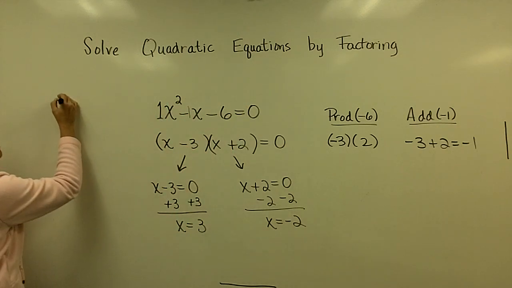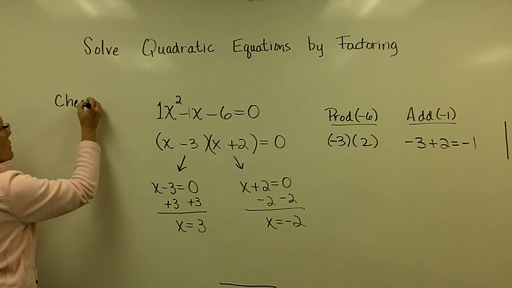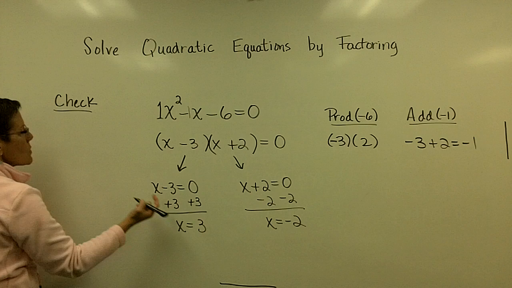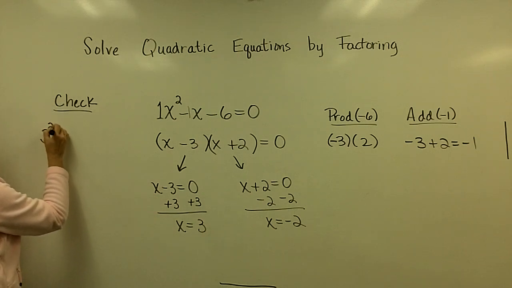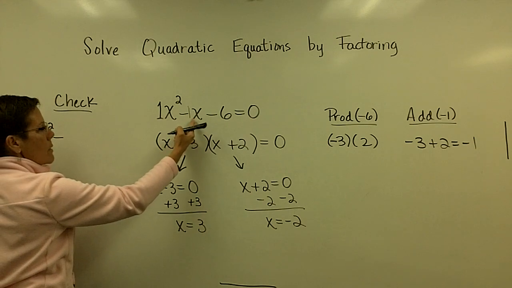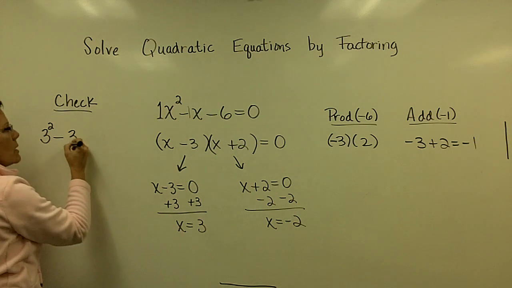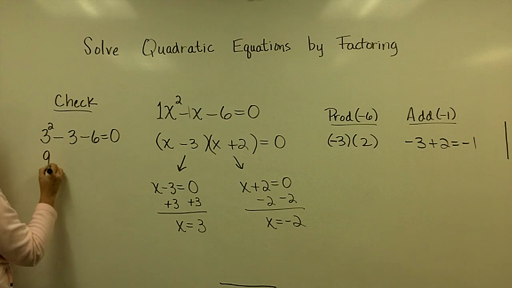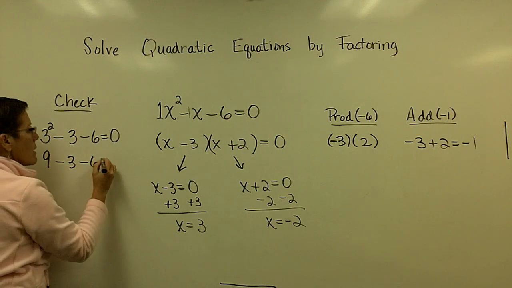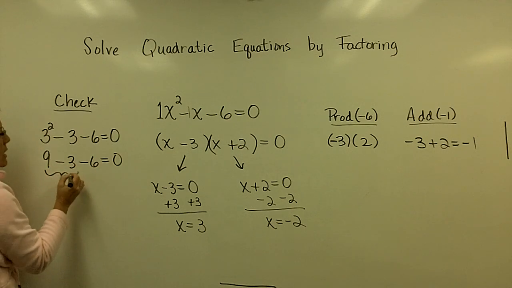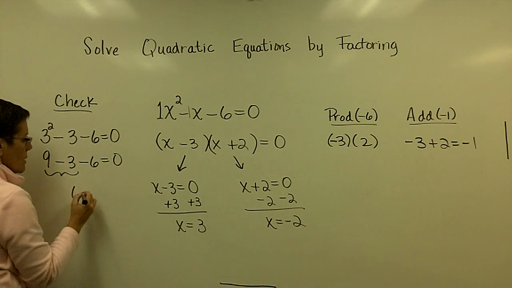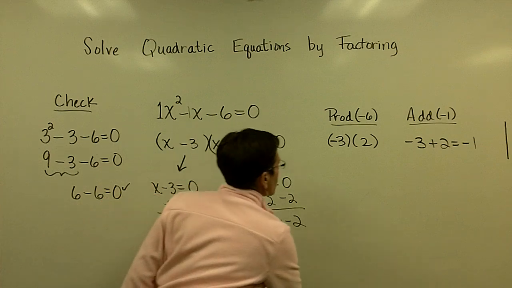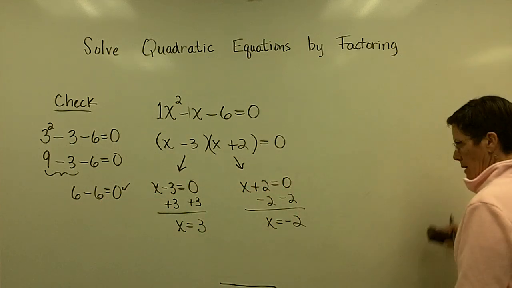If I were to check this, I'm going to check each of these in that equation. So I'm going to take x and square it. I'm going to use 3 first. So 3 squared minus x, minus 6, and I wonder if that equals 0. So I have 9 minus 3 minus 6. I'm going to be the devil's advocate and work left to right. So 9 minus 3 is 6. Minus 6, does that equal 0? Sure does.